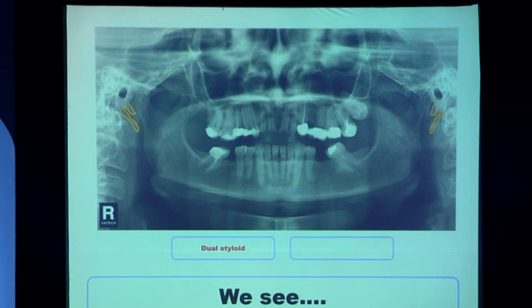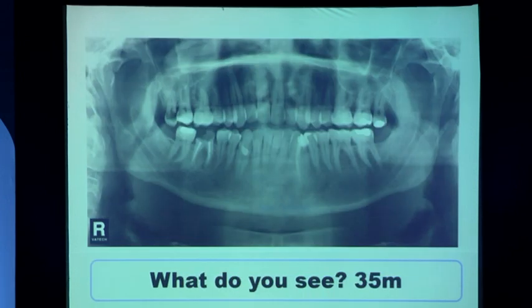This is not a common variation at all. Okay, moving ahead, this is a 35-year-old female. Limited mouth opening, not able to open the mouth after maybe 20 centimeters. 20 millimeters, sorry, 20 millimeters.